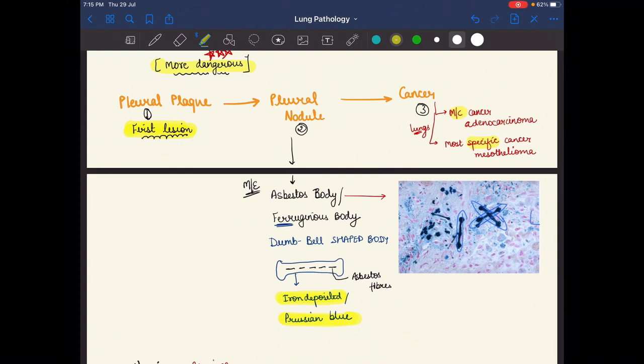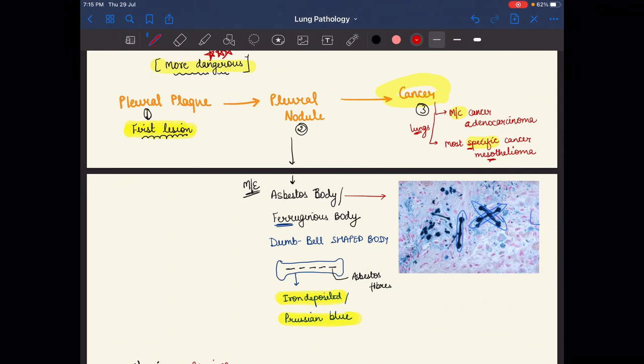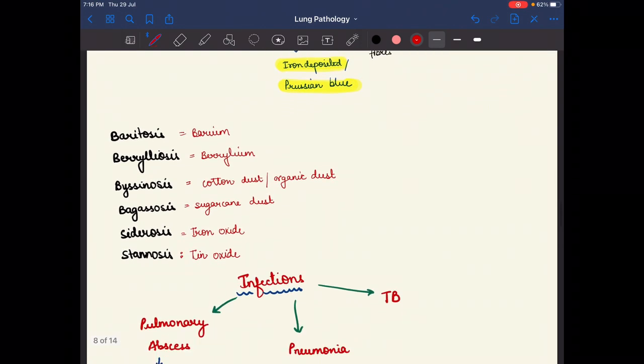After the pleural nodule there is cancer, and the most common cancer is adenocarcinoma, and the most specific, S for specific and S for mesothelioma. So the most specific cancer is mesothelioma, and the most common cancer is adenocarcinoma. Please remember this: most specific is mesothelioma cancer.